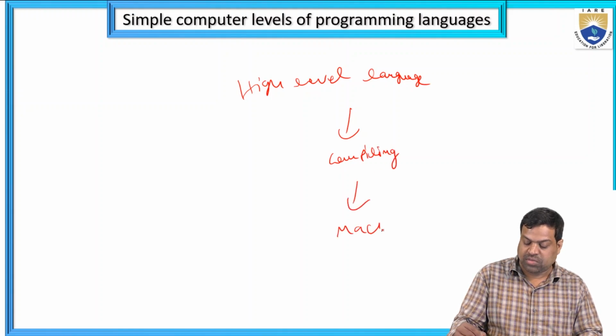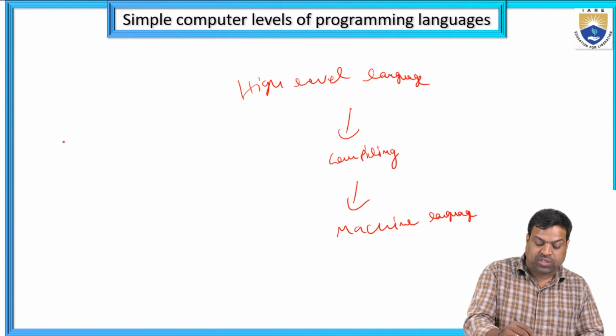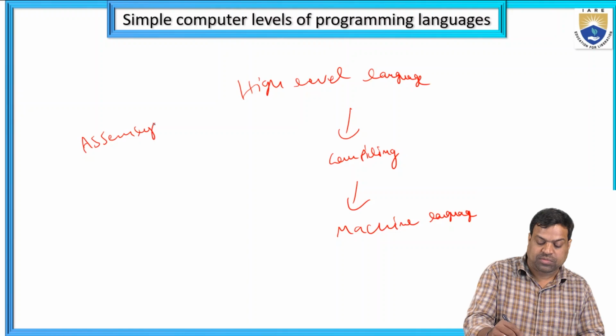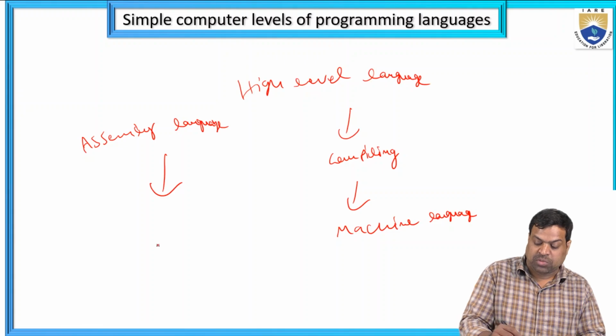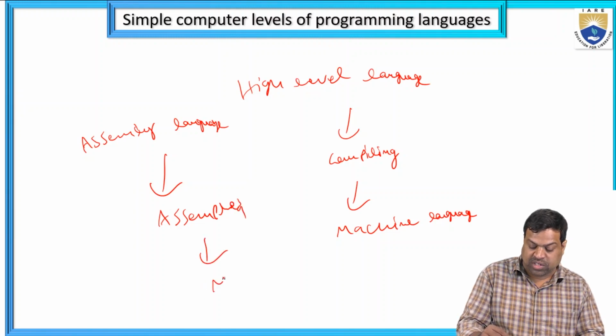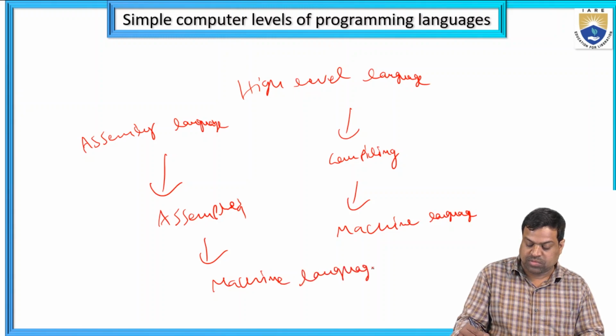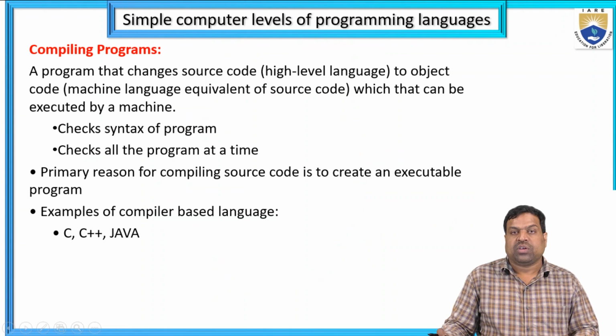Compiling and executing through the machine language. When I am going for the low level language or assembly language, assembly languages are assembled or compiled, and then only converted to the machine language. So, compiling the programs.